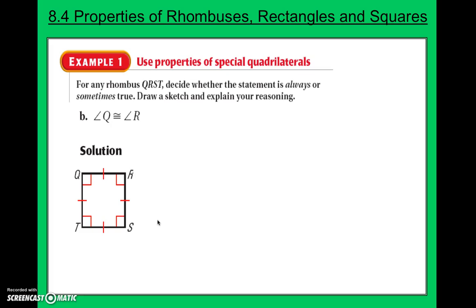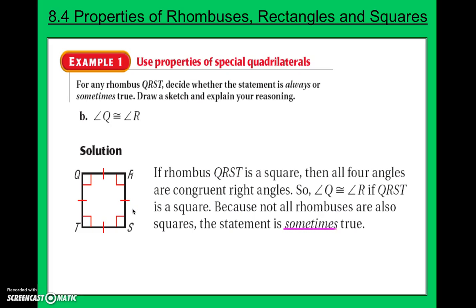So in this picture, we're drawing it so that angle Q and angle R are congruent. If they are congruent, then all of a sudden, rhombus QRST has become a square. So the only time they would be congruent is if it was also a square. However, not all rhombuses are also squares. So the statement is sometimes true.